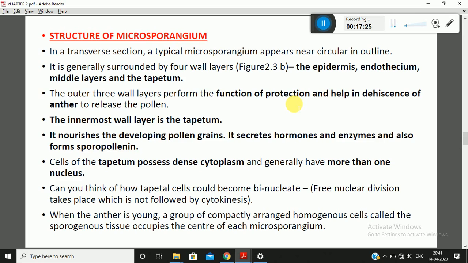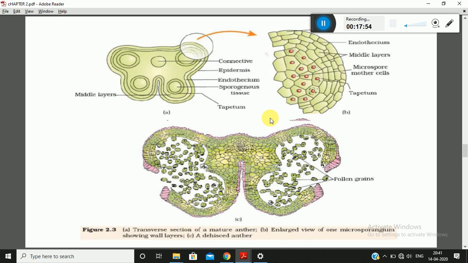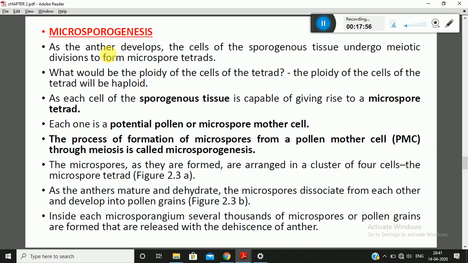The innermost layer of the microsporangia, that is tapetum, basically provides nourishment. It also secretes hormones and enzymes, and it also leads to the formation of sporopollenin. Now tapetum has dense cytoplasm and more than one nucleus. The cells of the tapetum are basically multinucleated cells, meaning they have more than one nucleus because of free nuclear division taking place.